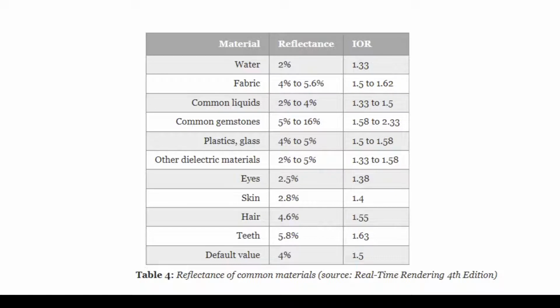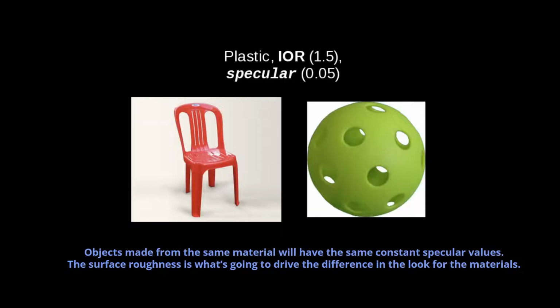Here's an example of a reflectance chart showing different materials, how much light is reflected, and their index of refraction. Remember, index of refraction and how much light is reflected as specular are proportional, or related, to each other. Another aspect to keep in mind is that objects made from the same material will have the same exact specular value. How much light is reflected off the surface is based on the material type, so two objects made of the same material should reflect the same exact amount of light from the surface.